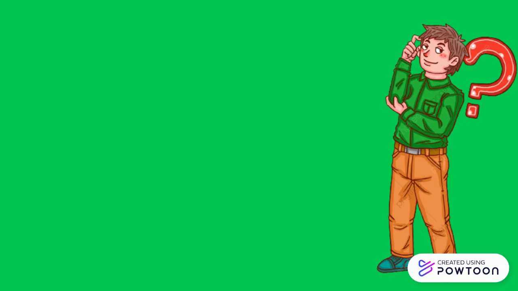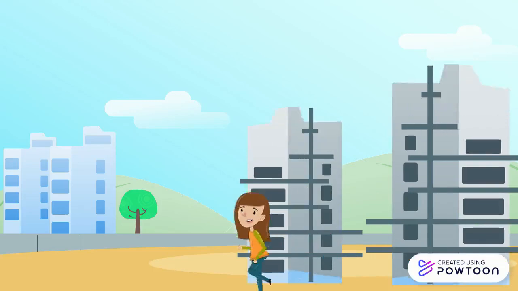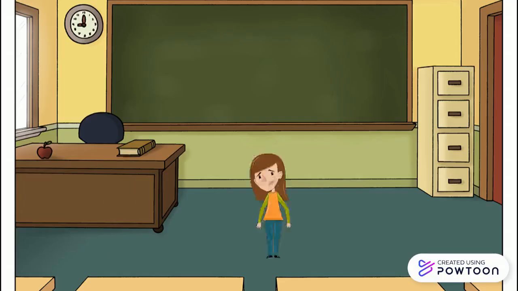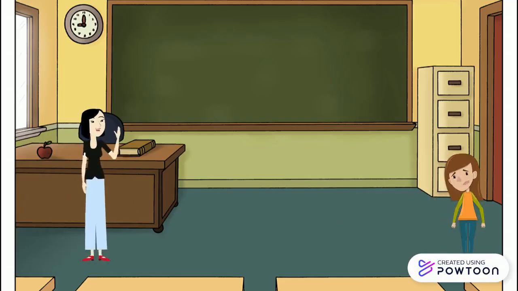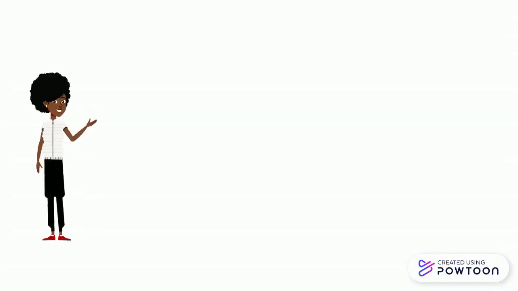Have you ever heard the term phrasal verbs? Now, look at the action shown in this picture and think of a verb describing this action, then fill it in the gap. I got up late because my alarm clock didn't. That's right, it's ring. The question here is, are there any other ways to express the same meaning for a verb? The answer is yes.